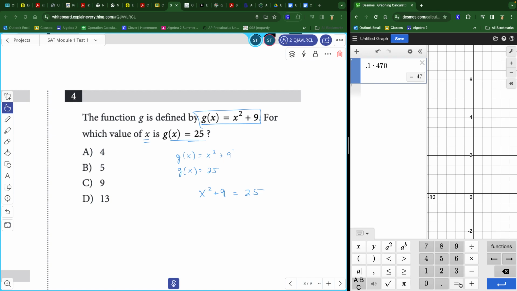We can solve this: subtract 9, giving us 16, and then I can square root both sides. I get x equals plus or minus 4. Let's check those out. 4 squared is 16, 16 plus 9 is 25. Negative 4 squared is 16, 16 plus 9 is 25. So 4 and negative 4 work, and we will choose A in that case.